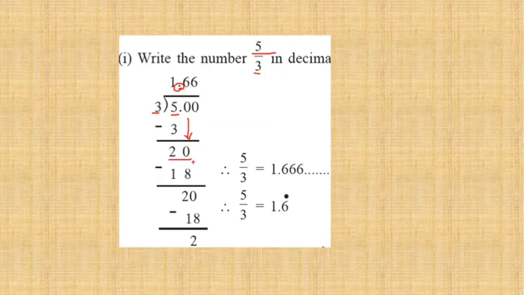3 into which number gives me 20 or less than 20? 3 sixes are 18. What is 3 sevens are? 3 sevens are 21. But as 21 is greater than 20, we cannot take 21. We have to take 3 sixes are 18. So 3 sixes gives me 18. 20 minus 18 gives me again 2.